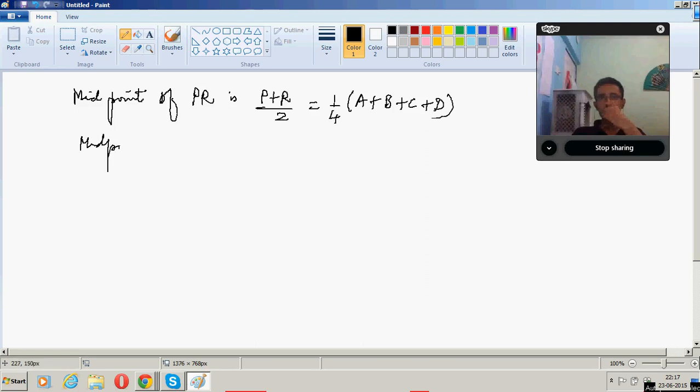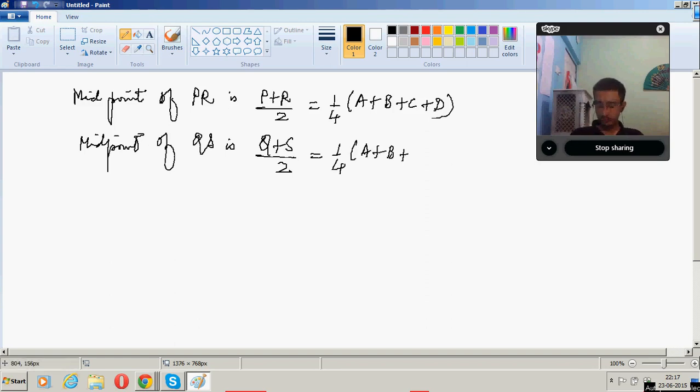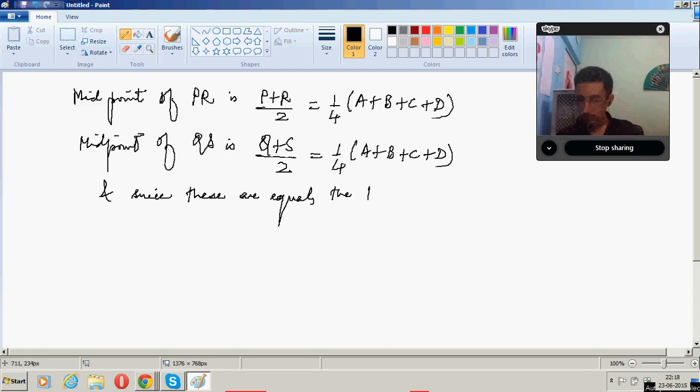Midpoint of QS is (Q plus S) upon 2 equal to 1 by 4. I have skipped a little step in between. That is very obvious to you. Okay? And since these are equal, the theorem is proved.